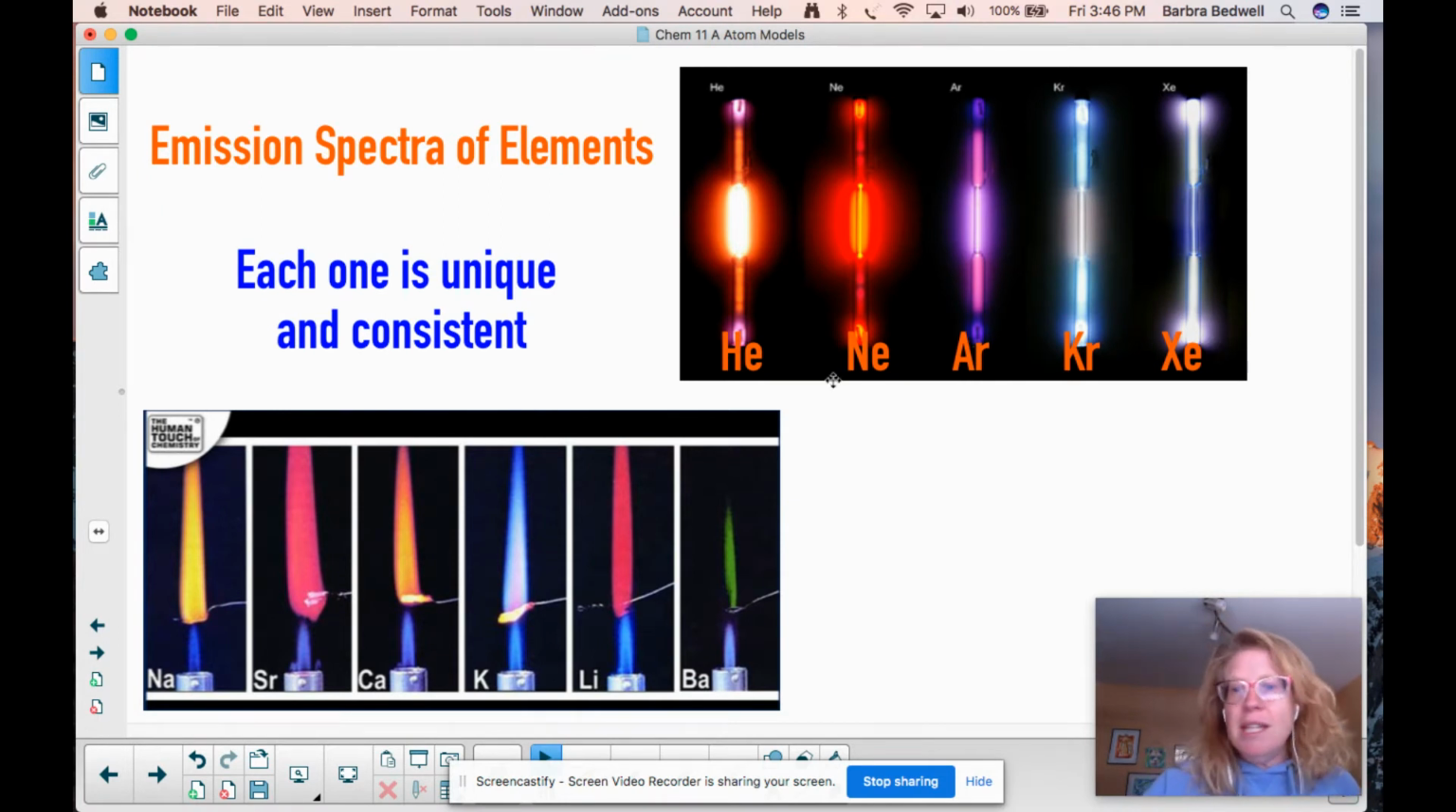And I know you've seen neon lights before, like down at State Line. Those are those red glow-in-the-dark kind of lights, like an open sign, not the LED version of it, the older school ones where it's like the bent tubing. Those are neon lights. And again, that's a sample of neon gas that's in there with electricity flowing through it.